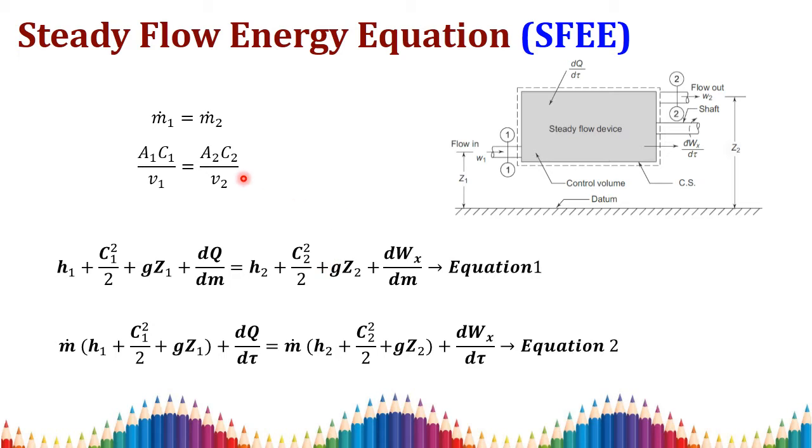Based on the mass balance and the energy balance, we find the equation as h1 plus c1 square by 2 plus gz1 plus dq by dm, which is equal to h2 plus c2 square by 2 plus gz2 plus dwx by dm. So this equation is for unit mass. When we consider a mass flow rate, this will be our equation. So with this we get into the problem.